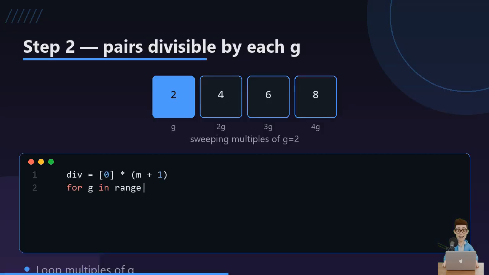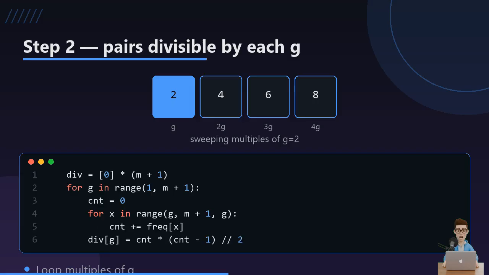For every G, we sweep its multiples, G, 2G, 3G, and add up how many numbers fall there. That count choose 2 is the number of pairs whose GCD is a multiple of G. Notice this sieve loop is the harmonic series, so it's fast, not quadratic.